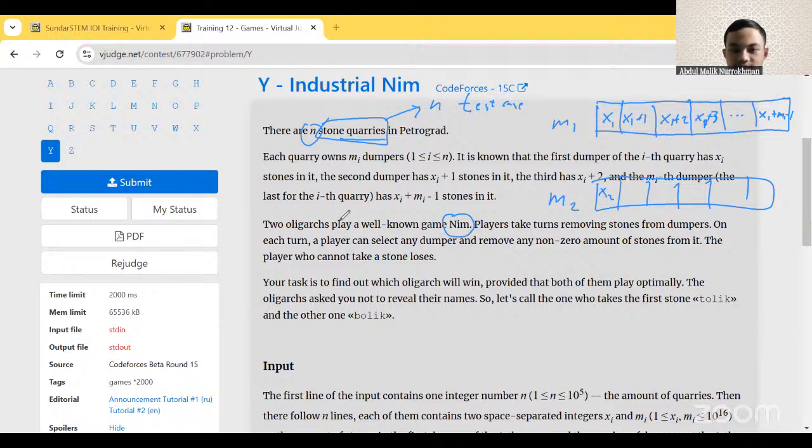All right. So for each test case, two players will play a NIM game. We should know which player wins the game, either the first player, which is Tolik, or Golik. All right.